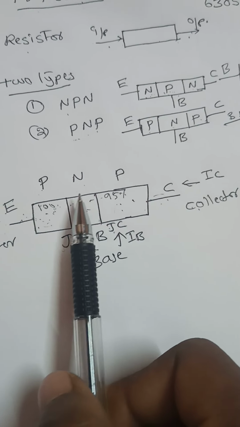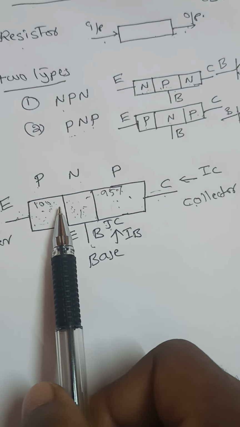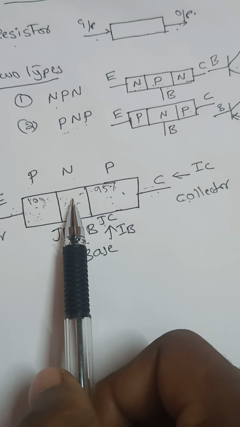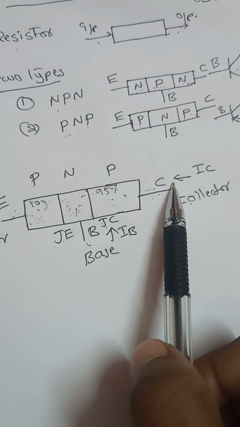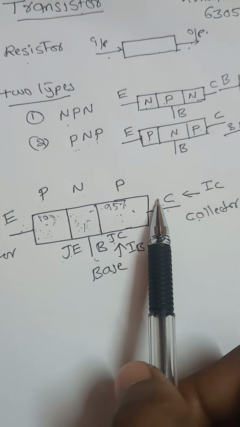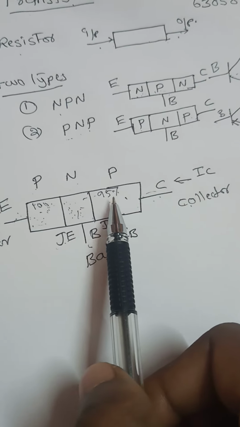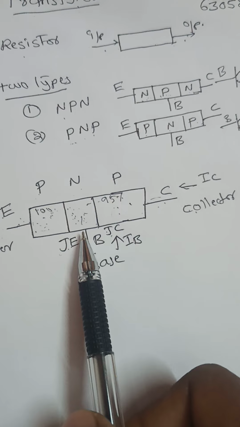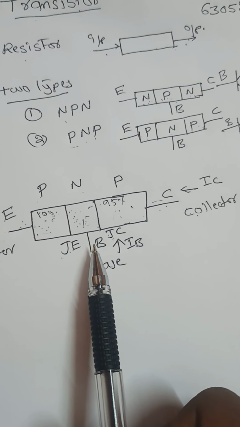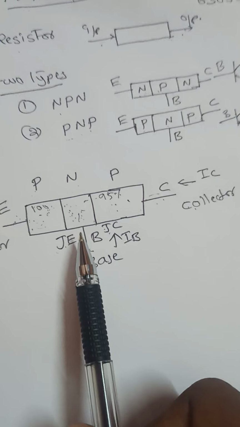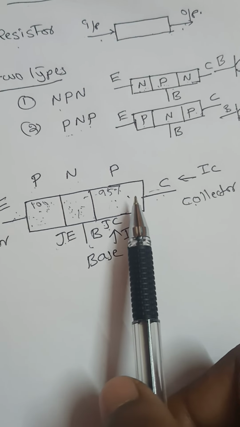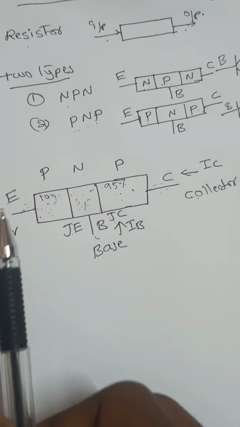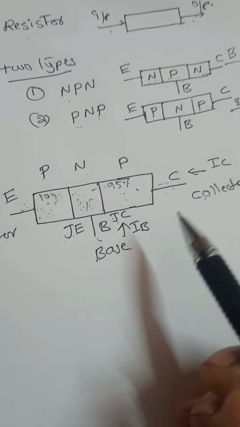Then what will happen? The area of the base is filled with holes. Then these holes are collected by the collector. So here 95% of the carriers flow into the collector, and approximately 5% of the carriers disappear. That is indicated with IB, the base current, and the collector current is indicated with IC. This is the basic operation of the PNP transistor.